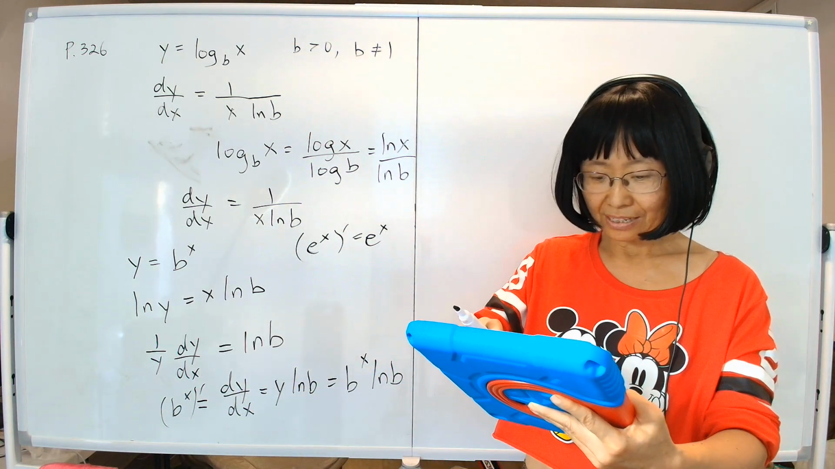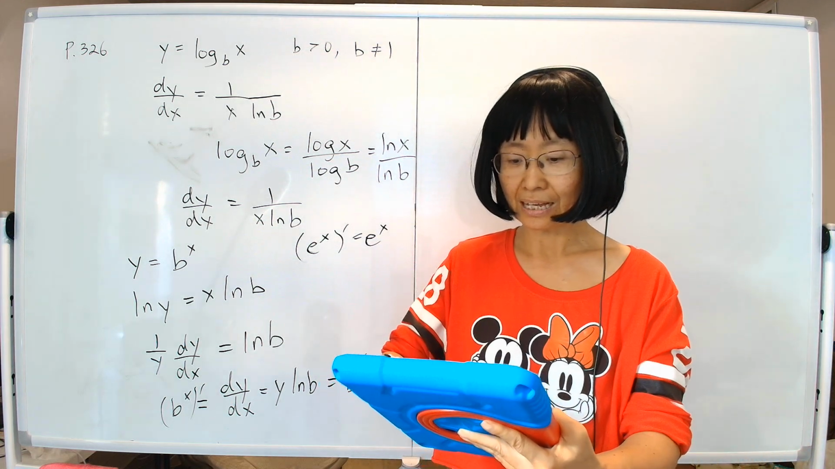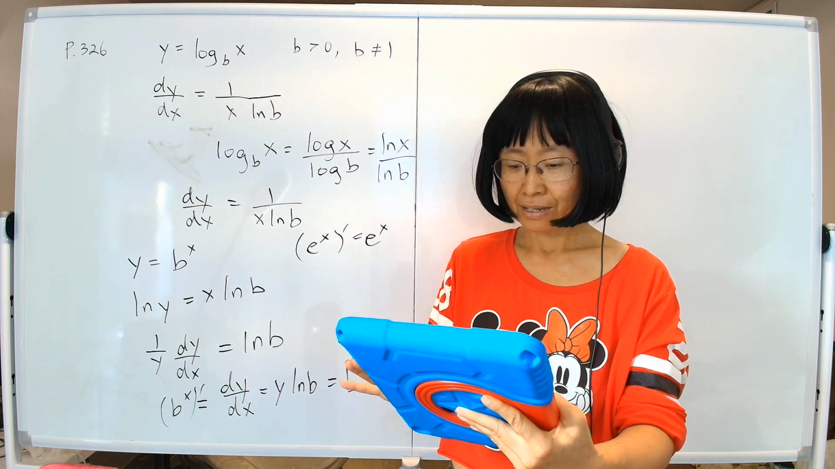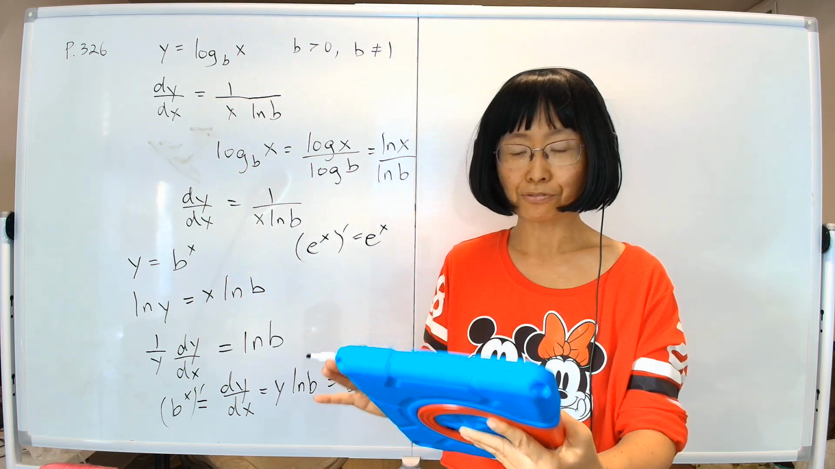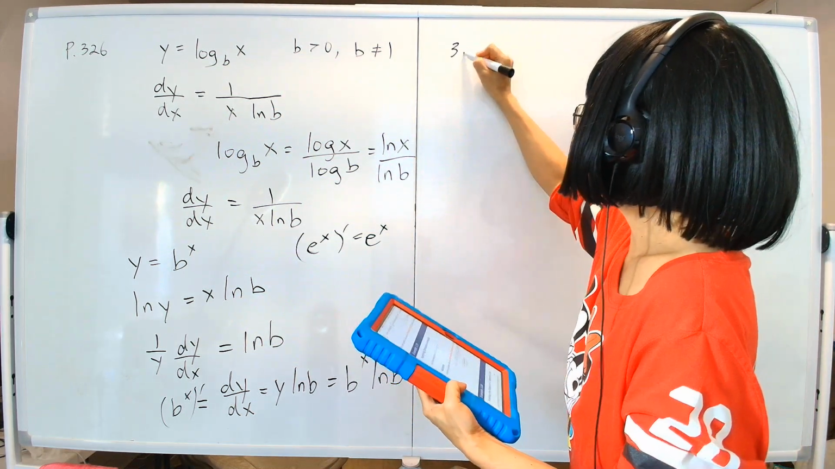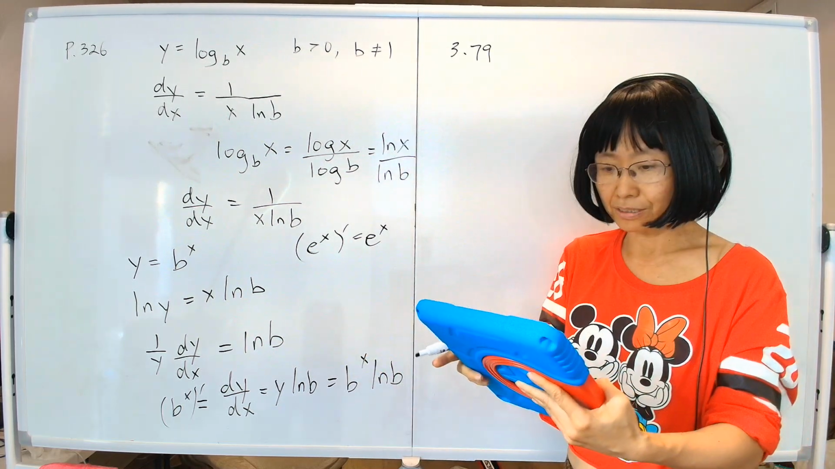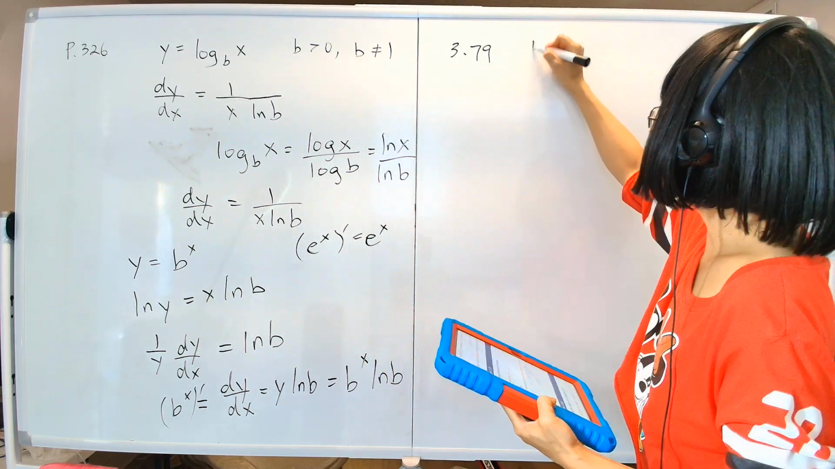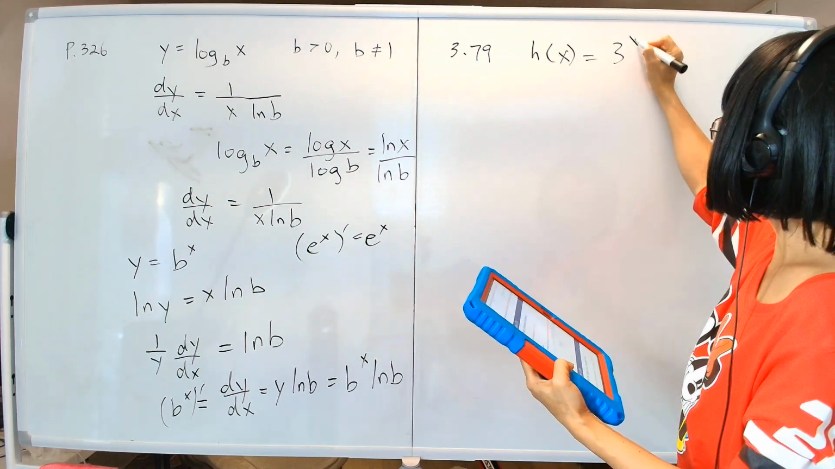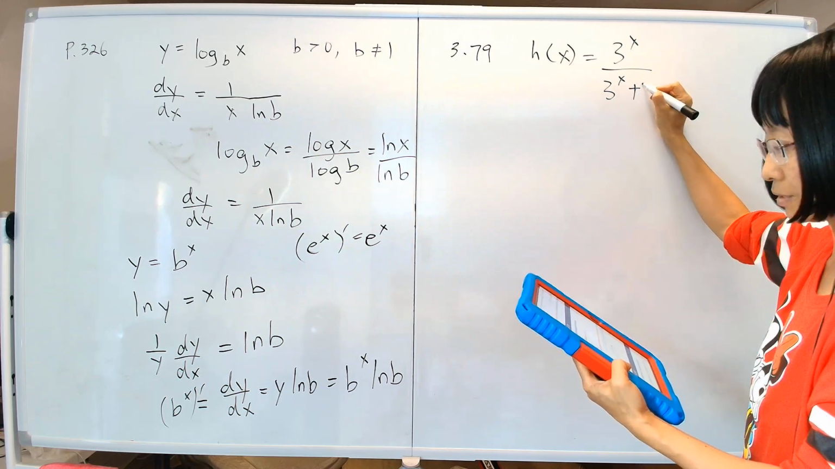Okay, now having said that, let's do an example. Example 3.79. There is no getting out of that one, which is fine. We will do example 3.79. Over here, we're at a similar page number, maybe the next page, 327. We have to do h of x equals 3 to the power x over 3 to the power x plus 2.